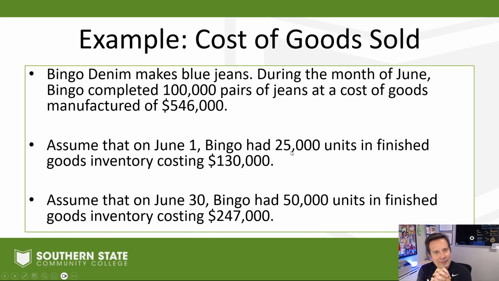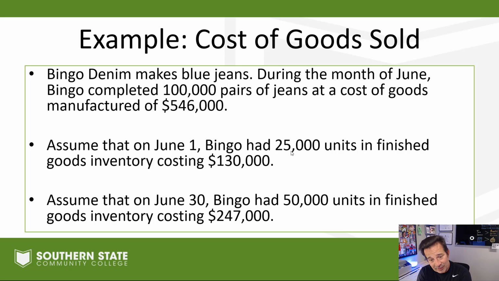Go ahead and work an example here. We got Bingo Denim again making blue jeans. In the month of June, they completed 100,000 pairs of jeans. Cost of goods manufactured is $546,000. Again, you usually have to calculate that number. I'm just throwing it out there for you. Assume that on June 1, Bingo had 25,000 units in finished goods inventory that they had a cost of $130,000 in.